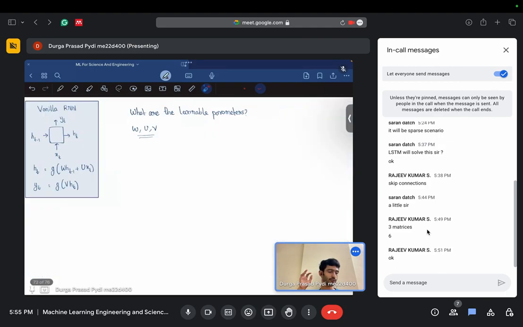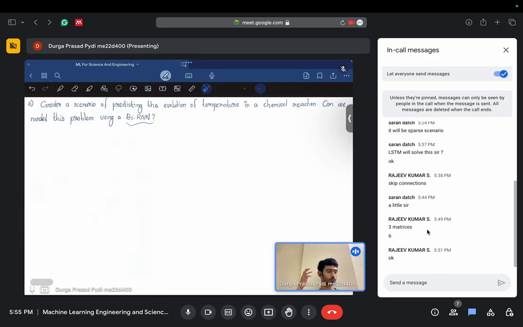Now I want to put it in a different application. Say I want to use bi-RNN for this particular application where I have some chemical reaction. I want to predict the temperature of that particular chamber in which the reaction is happening. Can I use a bi-RNN to model it? So what would be my training data set? Say I have T and temperature.